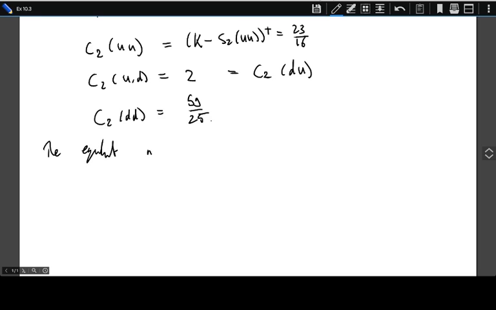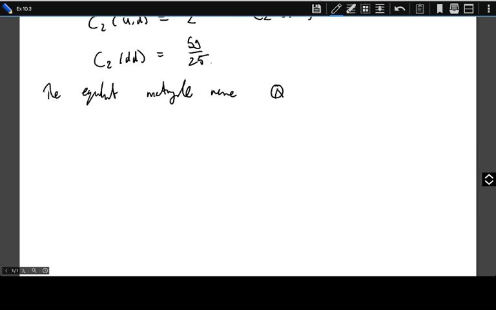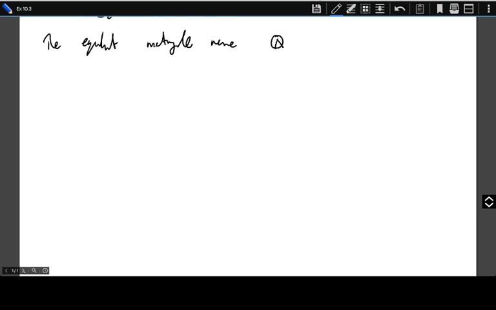The equivalent martingale measure, Q, which we know exists because we're in an arbitrage-free situation. I didn't this time make that explicit, but we have a condition for arbitrage-free binomial markets, also in multi-period. It's just that D is less than 1 plus R less than U. And we're in that situation. So we do have an equivalent martingale measure.